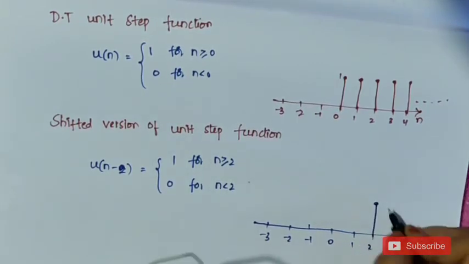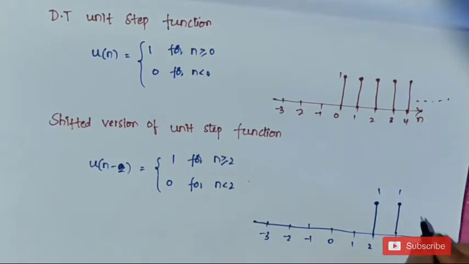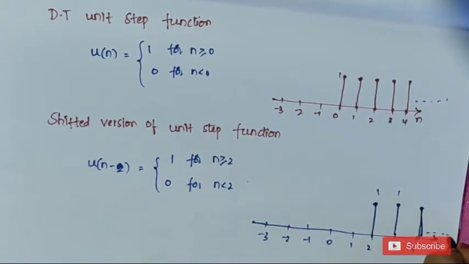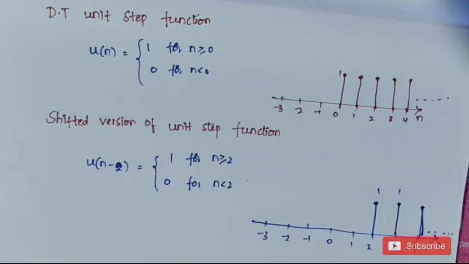So here the value of it is 1. Here also it is 1. It goes on until infinity. The signal starts at 2 and its amplitude is 1. This is about the shifted version of the discrete time unit step function.